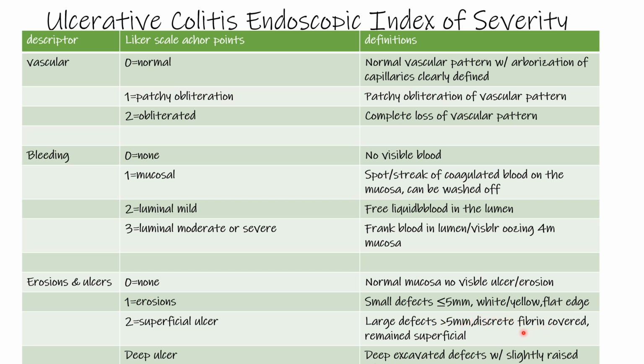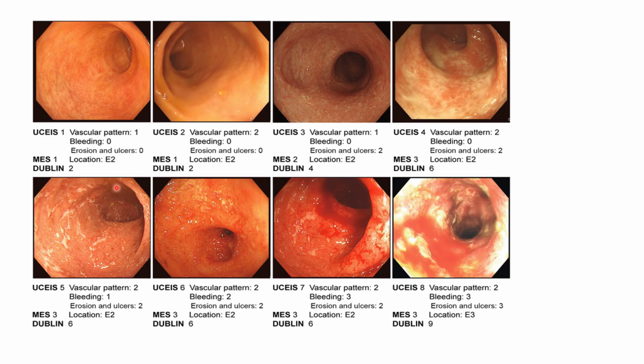flat edge. In terms of 2, you have deep ulcers, and these ulcers are large defects greater than 5 mm, and they're distinct, fibrin covered, and they remain superficial. In terms of 3, these are deep ulcers, and you can see they are excavated. So this is just an image to show you where you add the score, you'll get 8.